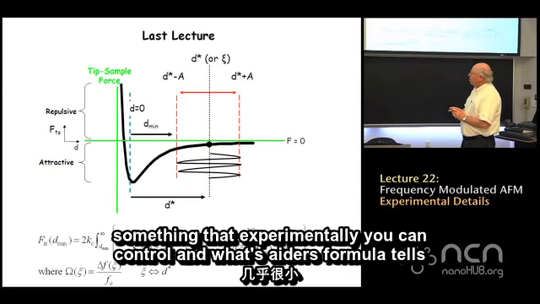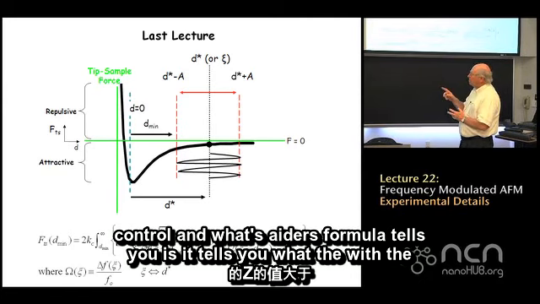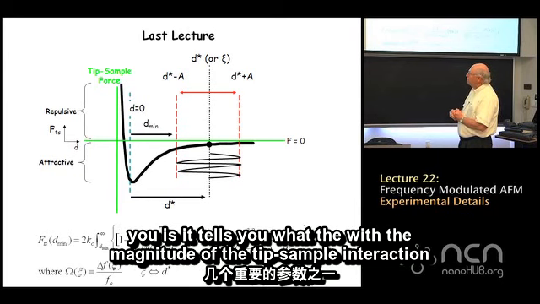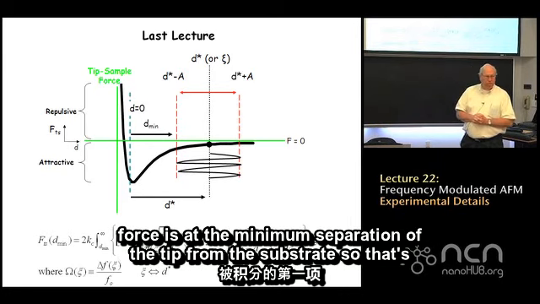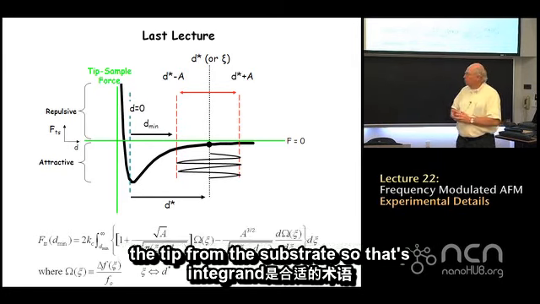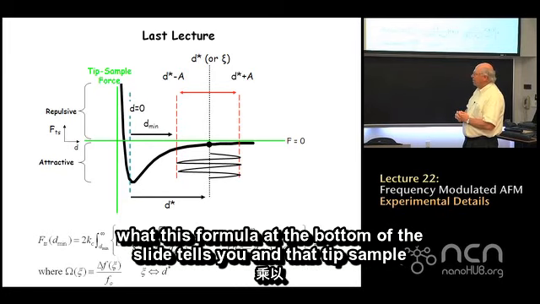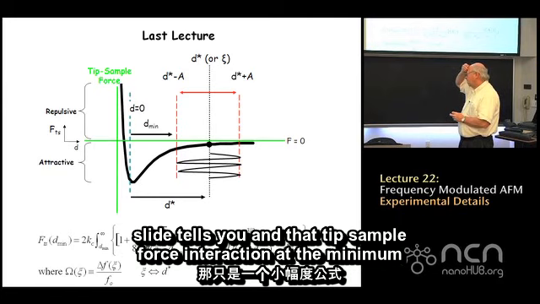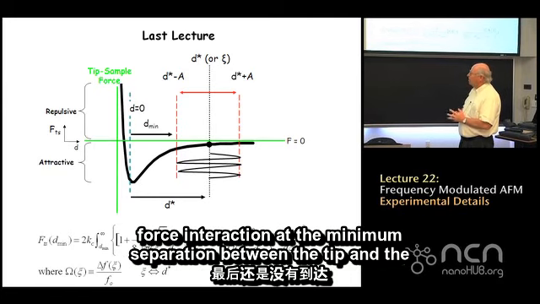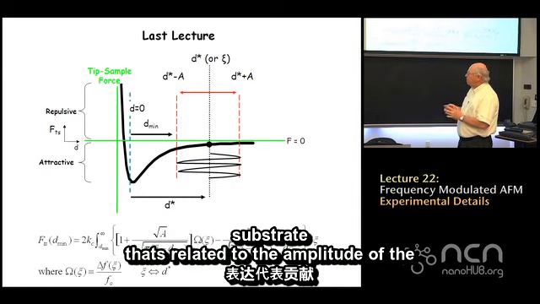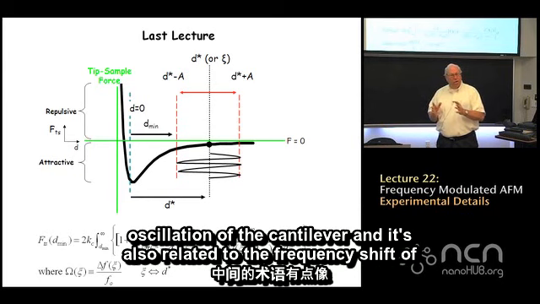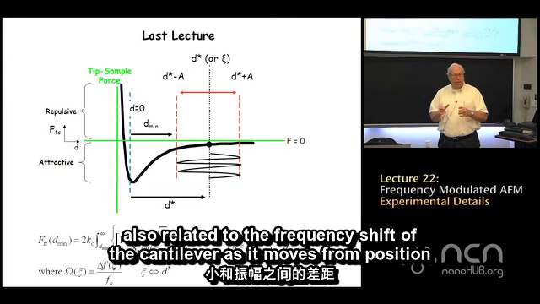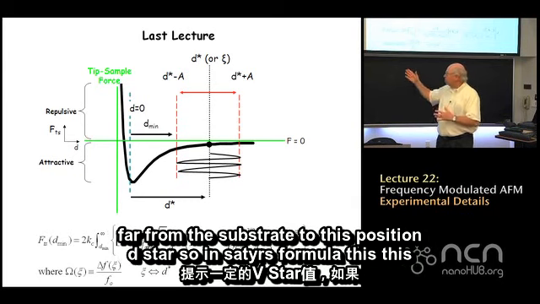And what Sader's formula tells you is what the magnitude of the tip sample interaction force is at the minimum separation of the tip from the substrate. So that's what this formula at the bottom of the slide tells you. And that tip sample force interaction at the minimum separation between the tip and the substrate is related to the amplitude of the oscillation of the cantilever, and it's also related to the frequency shift of the cantilever as it moves from a position far from the substrate to this position D star.